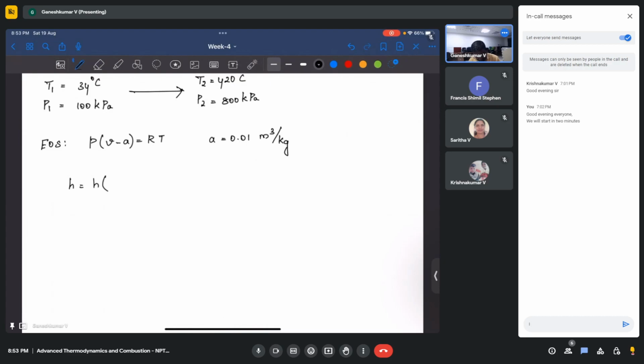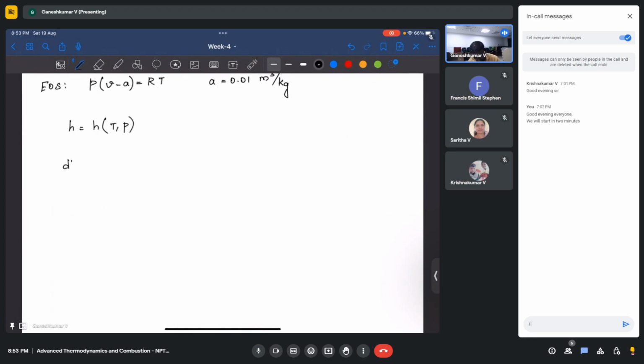That is clear, right? So it is just a function of temperature and pressure. Internal energy is a function of temperature and specific volume. Enthalpy is a function of temperature and pressure. So the same thing, we need to do the total differential, which is nothing but the partial derivative of ∂H/∂T at constant P dT plus ∂H/∂P at constant T dP.